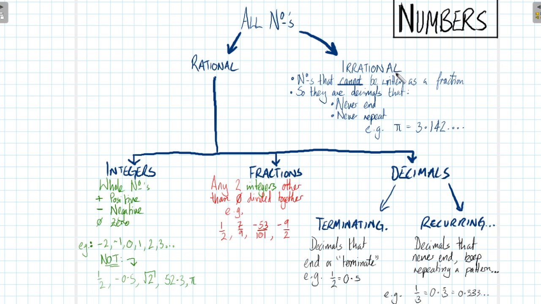So there we go. Out of all the numbers, there are rational numbers, integers, fractions, decimals, and there are irrational numbers. And we need to know about this for your maths GCSE.